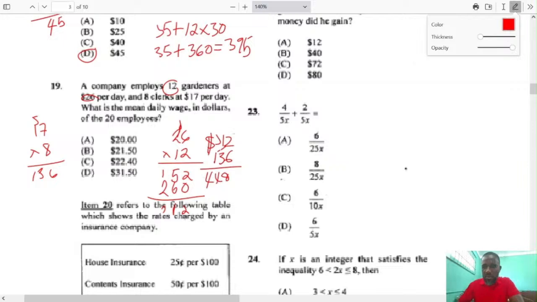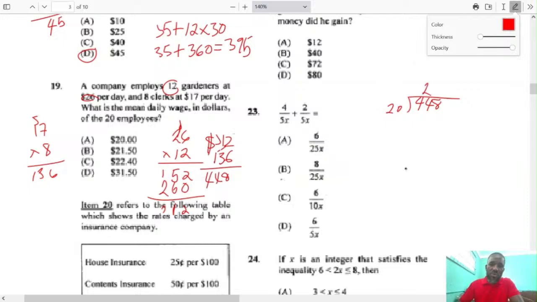So we just work on this side, just move over here. So it's 448 divided by the total number of employees, which is 20. And then 4 into 20, 20 into 448. So 20 into 44 will give us 2 times, right?